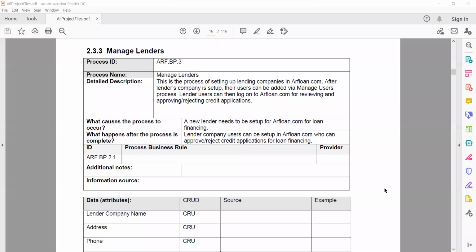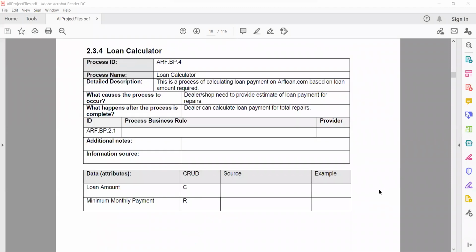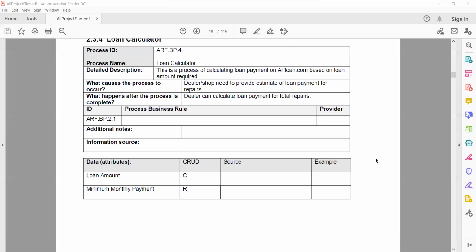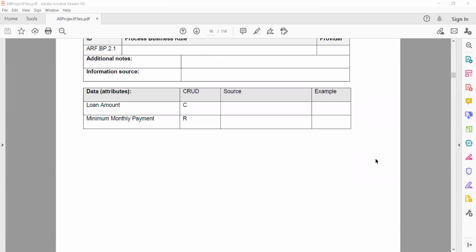Same thing, this one talks about managing the lender. What kicks off, what happens after that process? Okay. Same thing for the loan calculator. Does anybody have any question on this process? Sorry, it's pretty straightforward, I think, but since they are new to this type of requirements document, okay, so moving on.